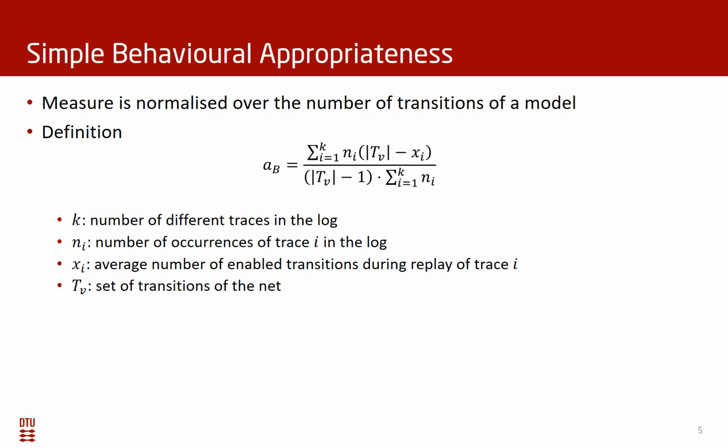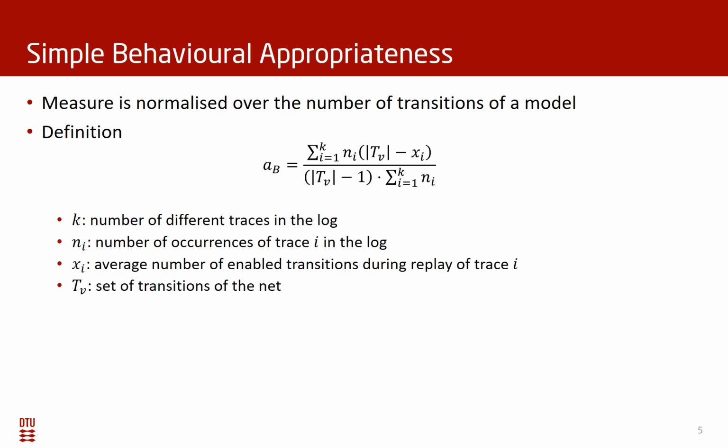The idea is then to normalize this quantity, so the number of enabled transitions during replay, over the total number of transitions of a model. And this is the definition of the simple behavioral appropriateness, which is basically given by the total number of transitions in the model minus the number of enabled transitions, and all of that is then normalized over the total number of transitions in the model. These quantities are multiplied by the number of occurrences of each trace in the log, summed up for all the traces, both at the numerator and denominator.